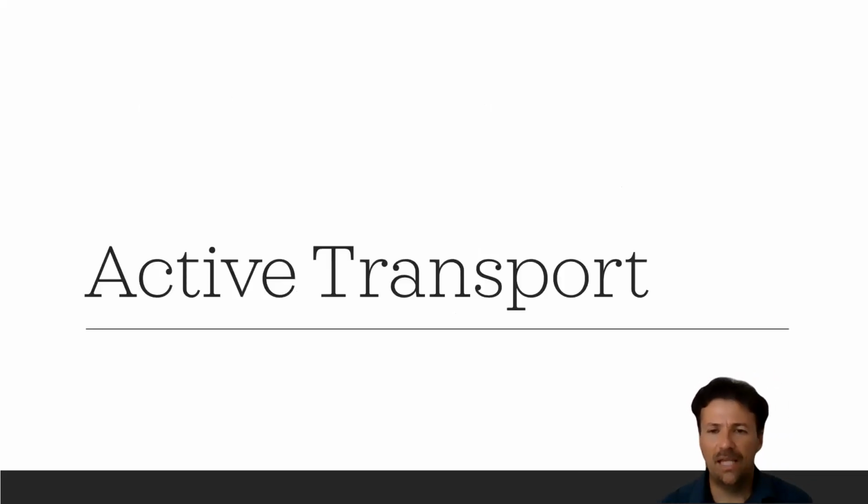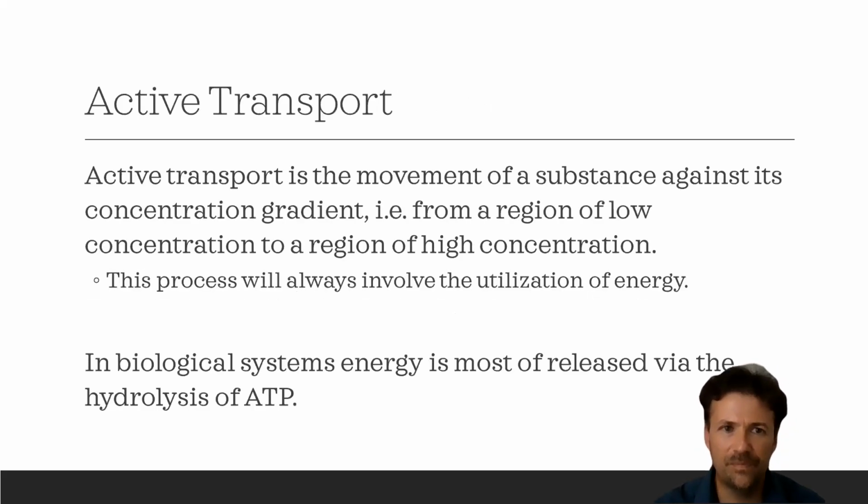Okay, let's just conclude by looking at a couple of other means of transportation, and these are things that you know well. Let's look at active transport. Active transport is the movement of a substance against its concentration gradient. It's a movement from a region of low concentration to a region of high concentration. And because you're going against the concentration gradient, it's always going to involve the utilization of energy. And that energy in biological systems comes from ATP.